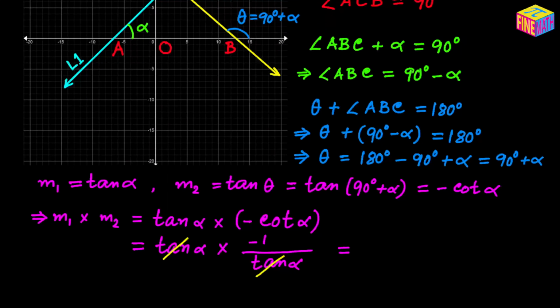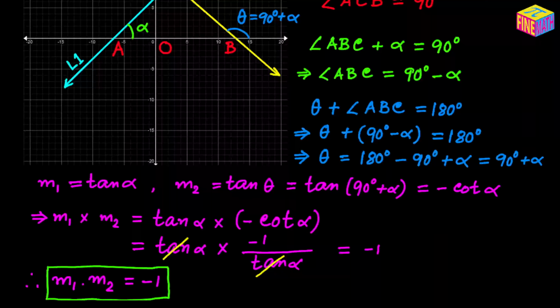So now we are going to be left with a value of negative 1. So from here we can say that there is one relationship, which is m sub 1 times m sub 2 would be equal to negative 1, and that is the required condition for the two lines to be perpendicular with each other. Now let's take an example.